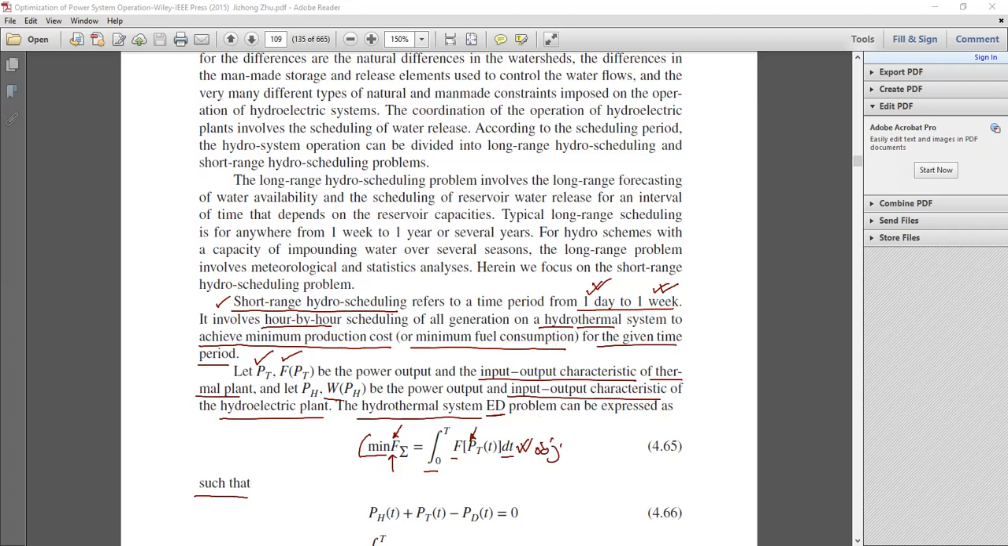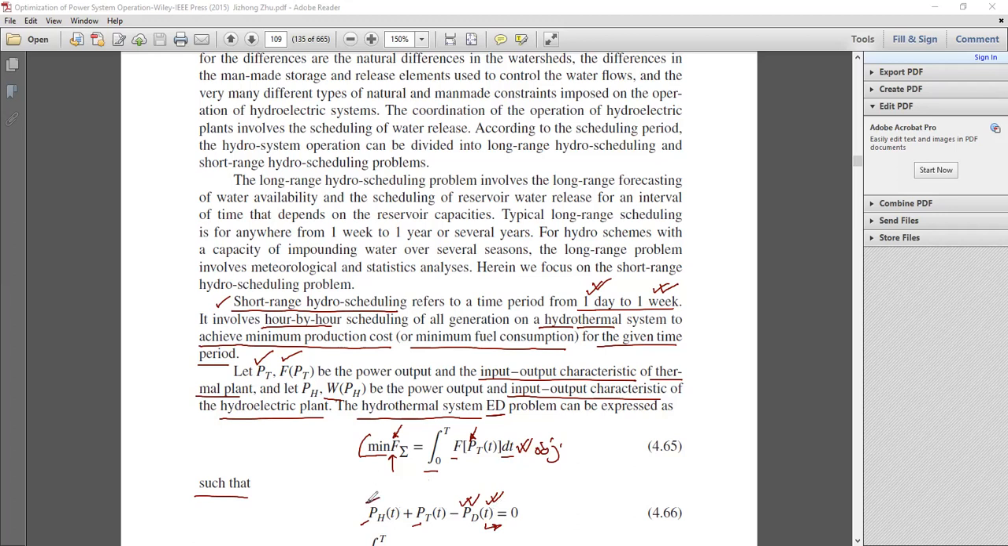So the first constraint is basically that we have to satisfy the demand. So the demand at time T, let's say hour number 1, hour number 2, hour number 3, up to hour number 24, if it is 1 day. Per hour, your demand might vary, and accordingly your generation from hydro and generation from thermal should also vary. So now PH, the hydro output, will be a function of time, thermal output will be a function of time, as well as the demand will be a function of time.